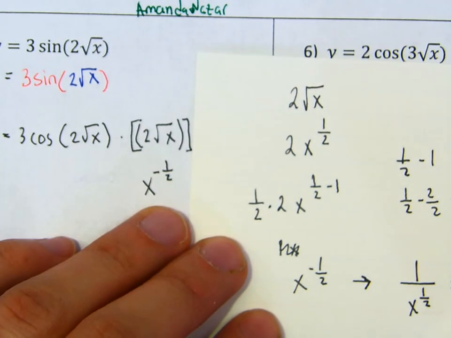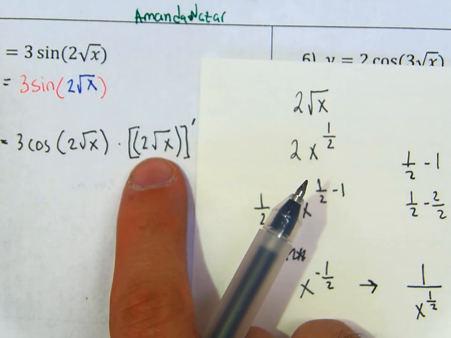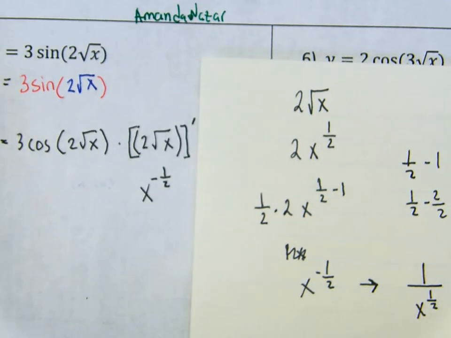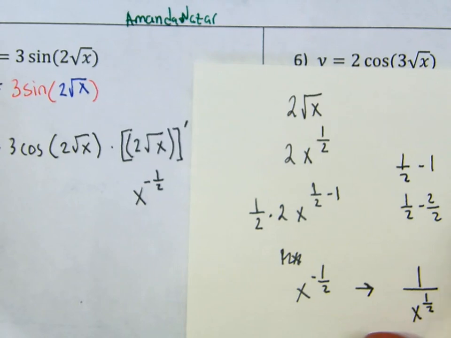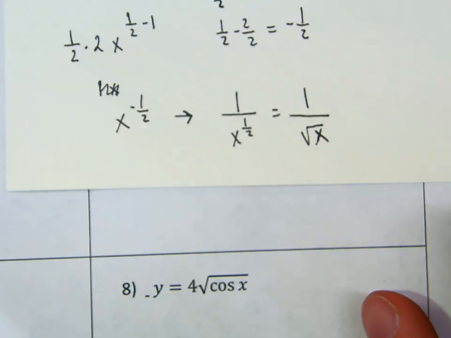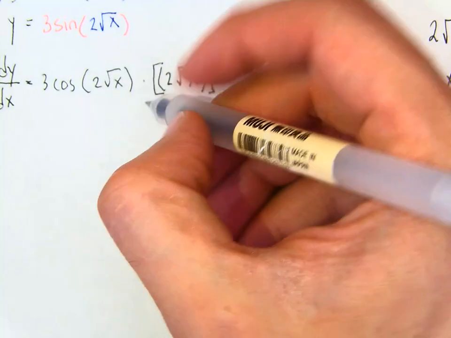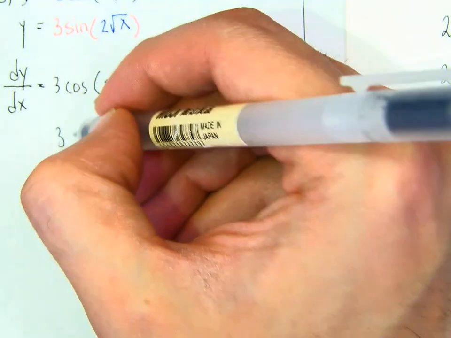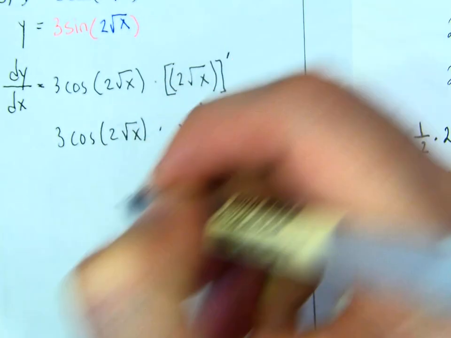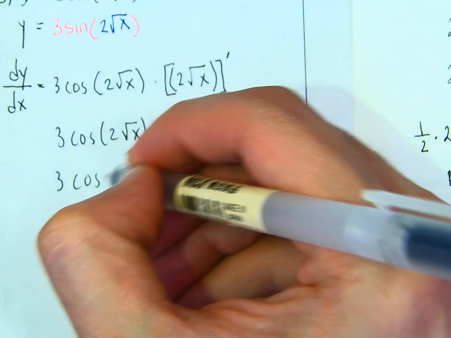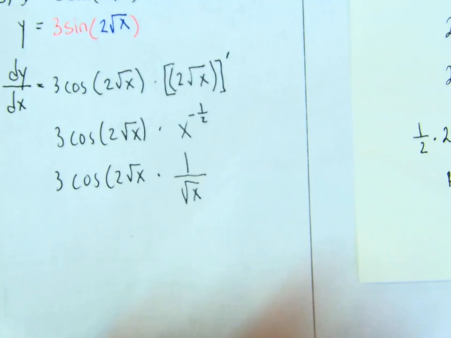So that is this. Basically, the derivative of 2 radical x is 1 over square root x. Okay? Did I block that off? I'm sorry, I did, but here. Okay, so now let's go back to the problem. So this is 3 cosine 2 radical x times this. But then that's 3 cosine 2 radical x times 1 over square root of x.